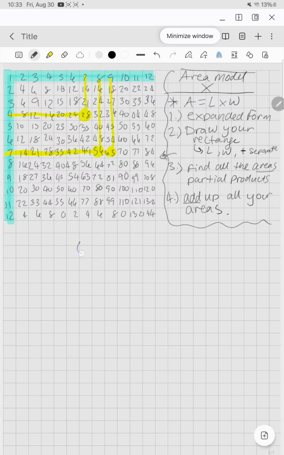Let's do 6,284 times 6. Well, it's that one. Break that number in, that's right, expanded form. So I know expand 6,000 plus 200 plus 80 plus 4. The top is my length, side is my width, area model, formula, A equals length times width.